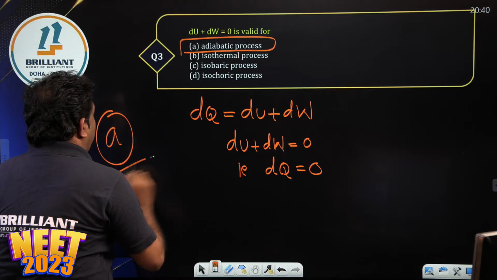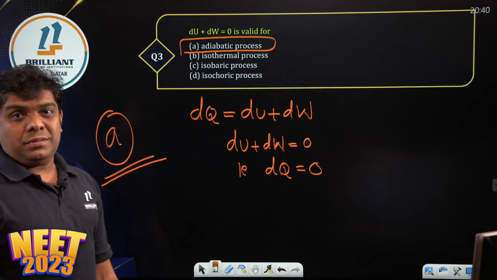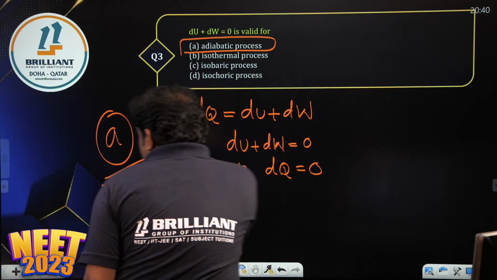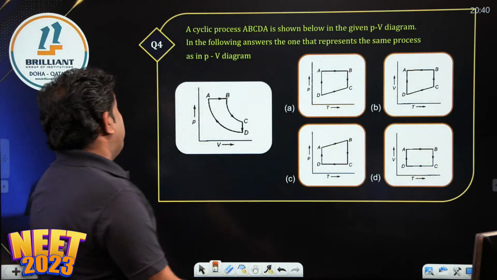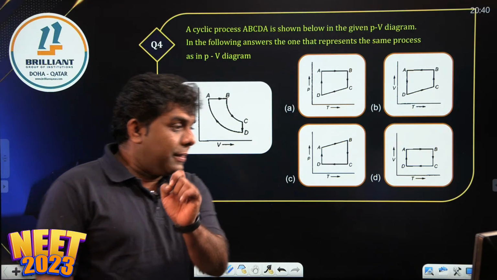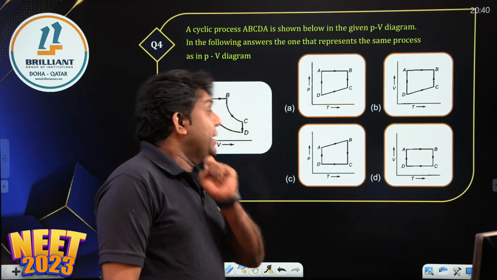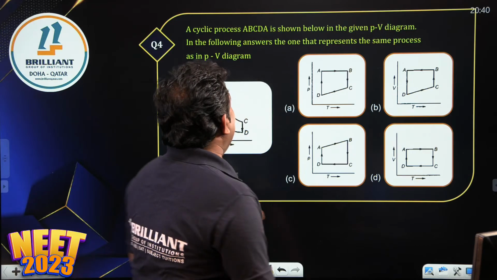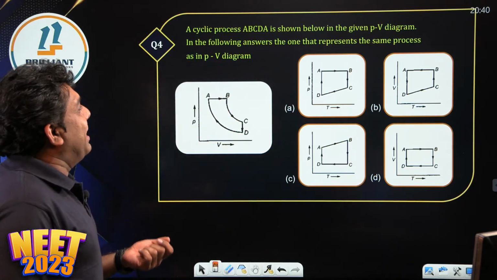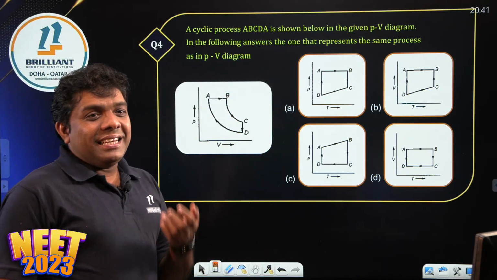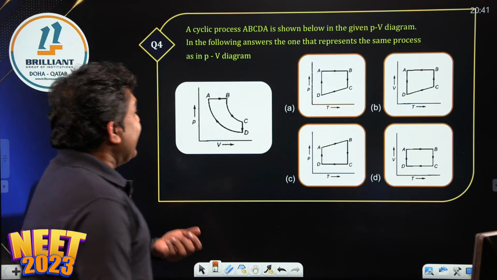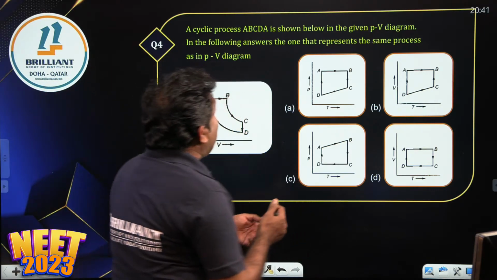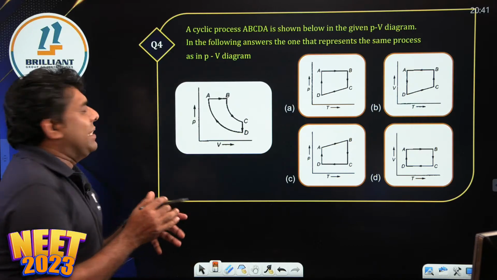Right answer, option A, adiabatic process. Now we are explaining the next question, question 4. Question 4 is a very important question. A cyclic process ABCD is shown below in the given PV diagram. In the following answers, the one that represents the same process as in the PV diagram is one.